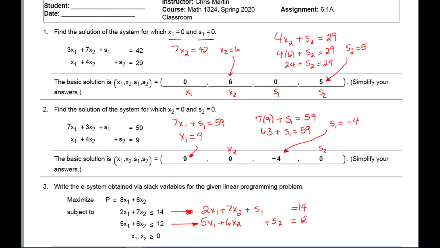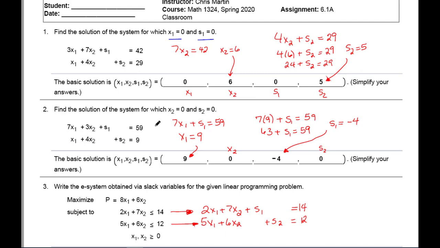And so, in question 1, they're giving me x1 and s1 are 0. And they're saying figure out the other remaining items. Alright, so if x1 is 0, s1 is 0, you simply get 7x2 is 42, and you get x2 is 6. If x2 is 6, this is 0, I now can figure out what's s2.